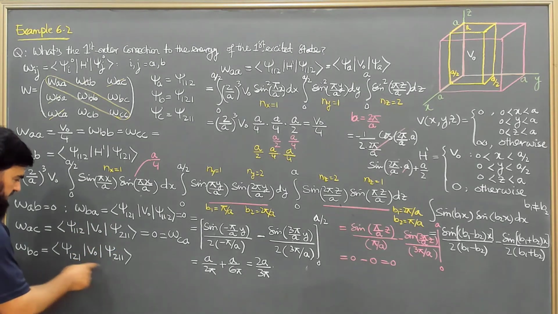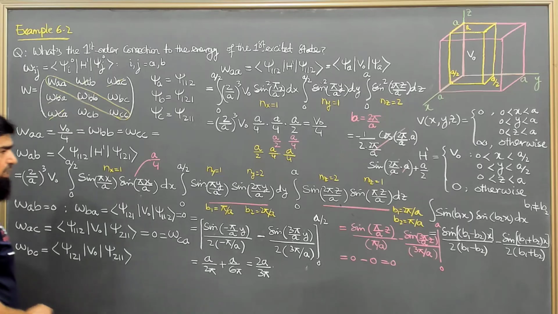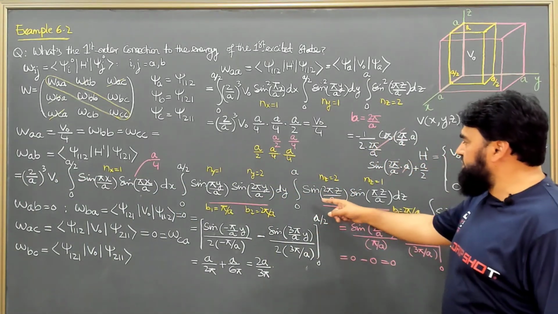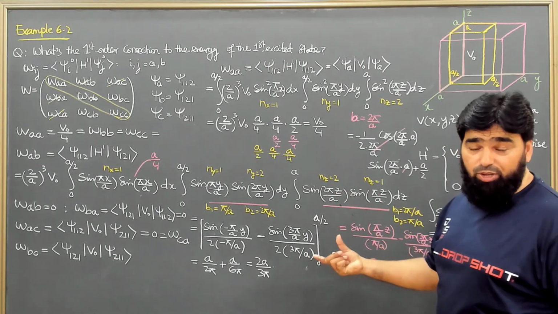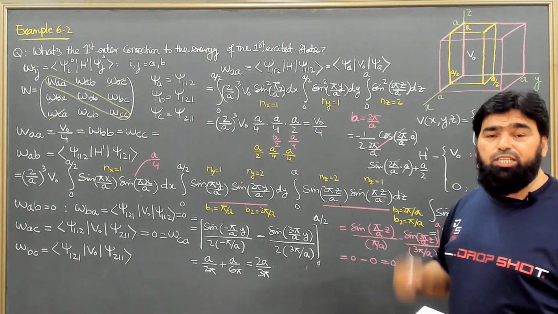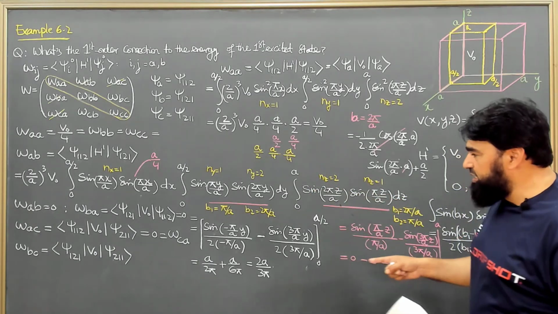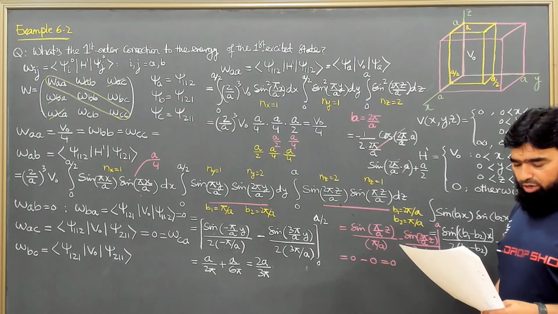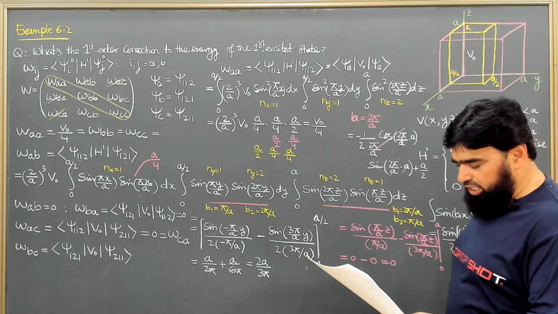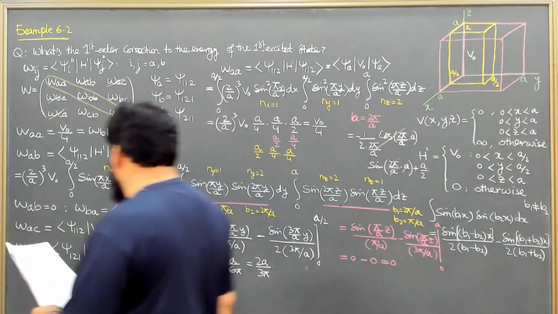Then the z-axis is now 1, 1. 1, 1 means that it is now just sine square, and sine square from 0 to a was giving us a over 2. So it means that WBC will not be equal to 0, and we are having this thing.